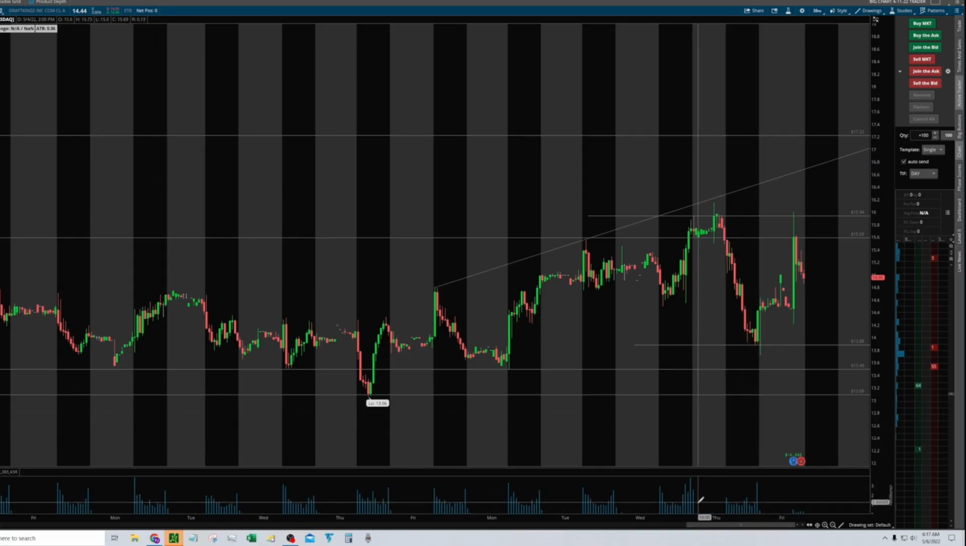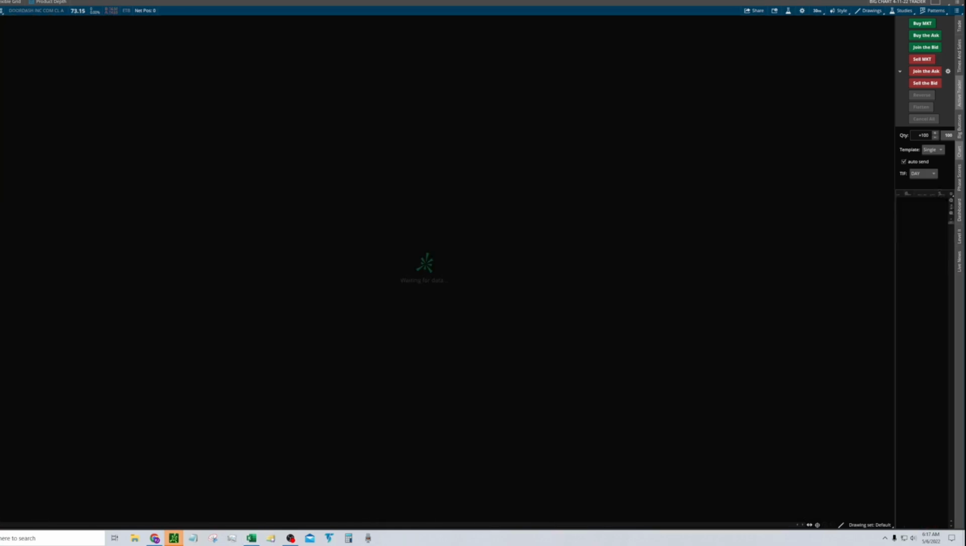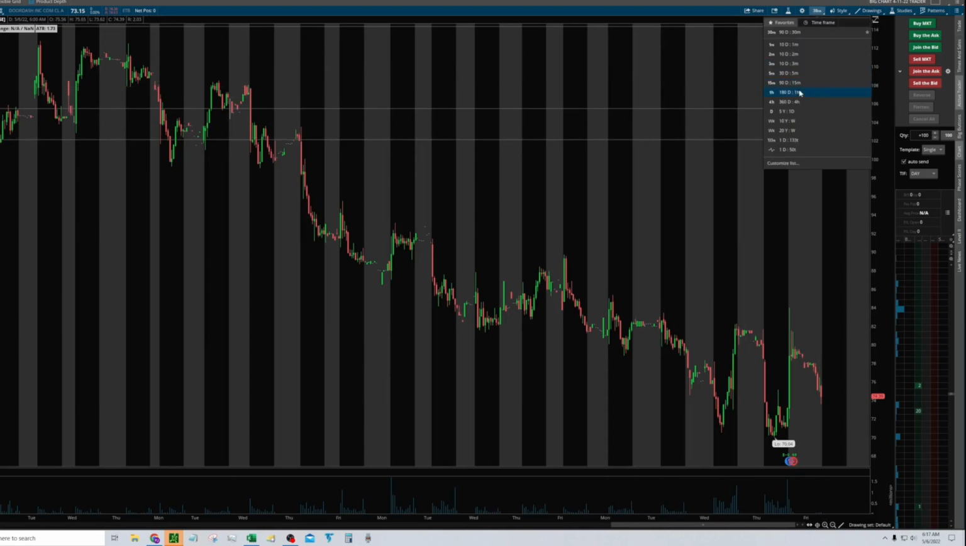But it did dump down pretty good yesterday, so if it pops back up to the 16s, I would say that's a pretty good area to look for a short and maybe carry it all the way down to that support area of the 13.80s, $14 area. So again, this is mapping out support and resistance levels. Let's look at one more.